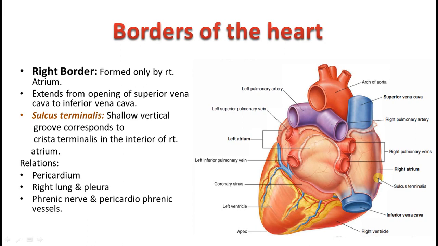So whatever relations we mentioned for the left surface, the same you have to write for the right border. The only thing you have to change is what comes as left there, here you make it right. There it was left lung and pleura, here you write right lung and pleura. There it was left phrenic nerve and pericardiophrenic vessels, here right phrenic nerve and pericardiophrenic vessels. So those are the relations of the right border.